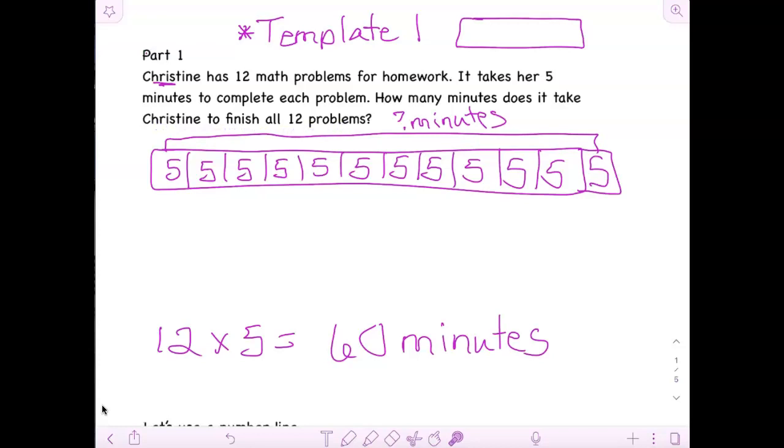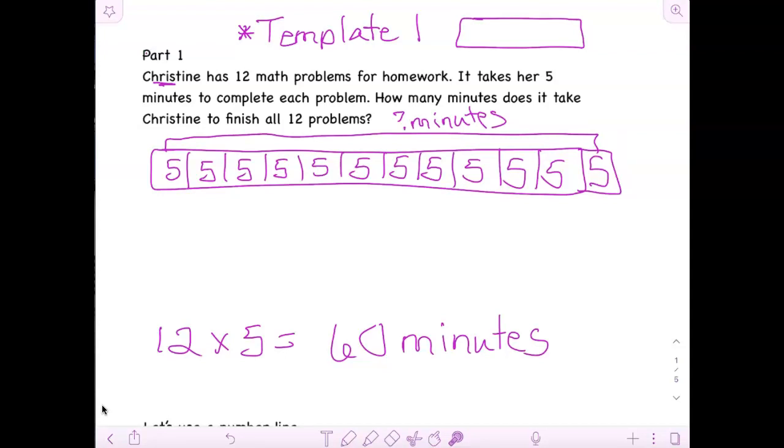So what you did to solve that was you drew a tape diagram. You knew how many problems she had, 12, and you knew it took 5 minutes for each problem. So you could do 5, 5, 5, 5, 12 times, which is really 12 times 5. So it took Christine 60 minutes to complete those 12 math problems.